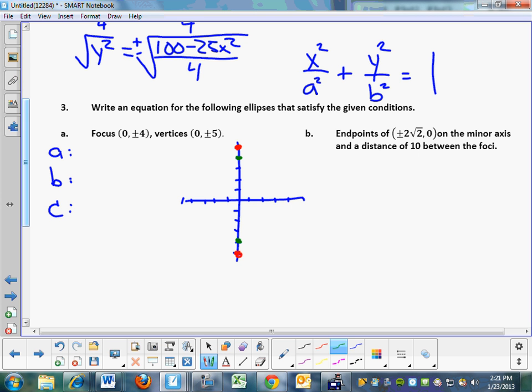Yeah, they're on the y-axis. You have your vertices and the foci are on the y-axis. So therefore, the a squared is going to go under the y squared, not under the x squared. Now, if the distance from the center to the focus point is 4, what is your C value?